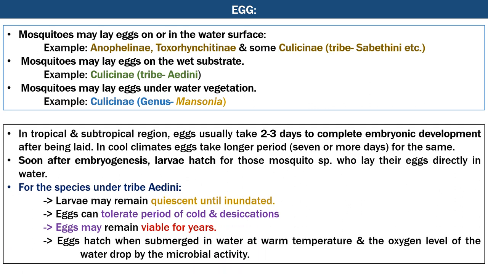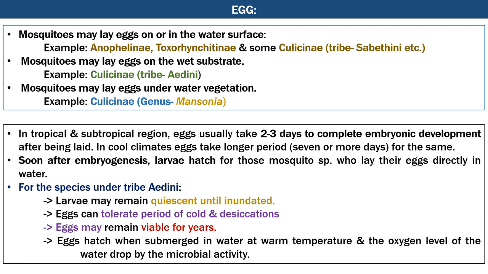In tropical and subtropical regions, eggs usually take 2 to 3 days to complete their embryonic development after being laid. In cool climates, however, eggs take a longer period for completing the embryonic development, which is usually 7 or more days. Soon after embryogenesis, larvae hatch for those mosquito species who lay their eggs directly in water.